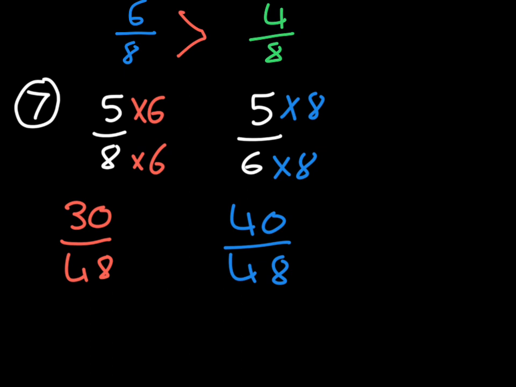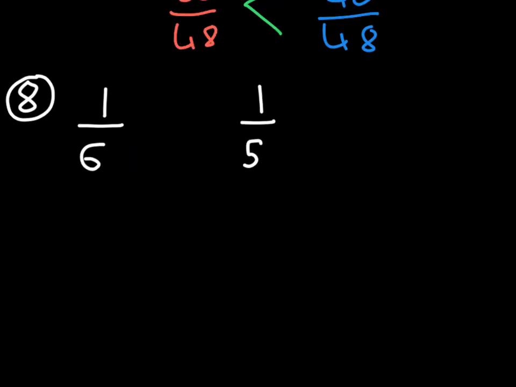Now, since we have the same denominators for both fractions, we can look at the numerators, and we can see that 40 is greater than 30, right? Since we're looking at the numerators. Therefore, the fraction 5 over 6 is larger than 5 over 8. For question 8, we are asked to compare the fractions 1 over 6 and 1 over 5.